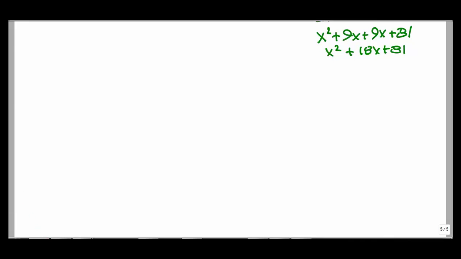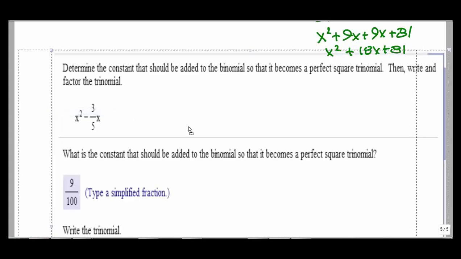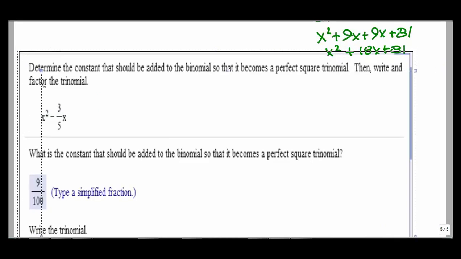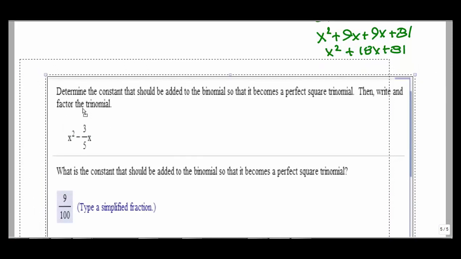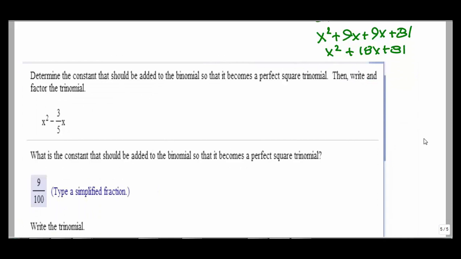So this one will include a fraction. And we'll go over how we get each of the solution parts to this. Now if you're not good with fractions, make sure you grab your calculator because that will be a helpful thing to have as well. So again, determine the constant that should be added. Well, we're starting with x squared minus 3/5 x plus, and this is what I'm trying to figure out, the constant that should be added. That's what goes in this blank right here.